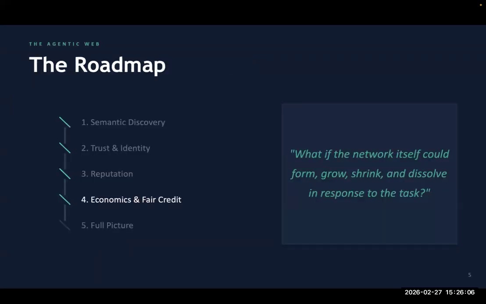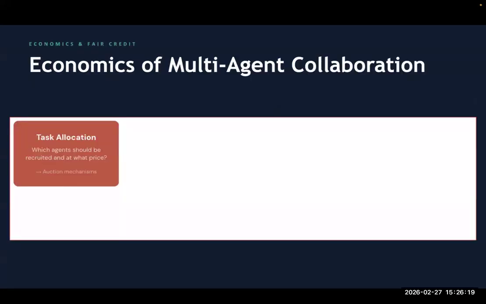All right, so we've discovered agents, we've learned how to trust them and communicate with them, we have reputation, and this is probably the most fun area: the economics and fair credit, right? So there's kind of four pieces to this. Task allocation, which is, which agents should be recruited and at what price? Auction mechanics are required for this.